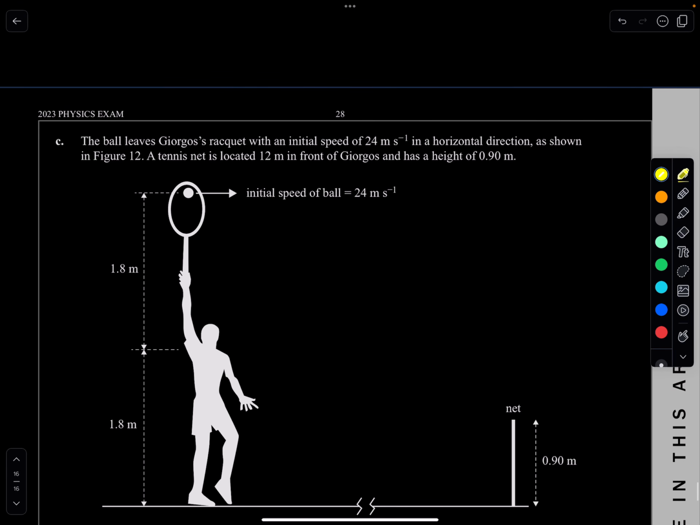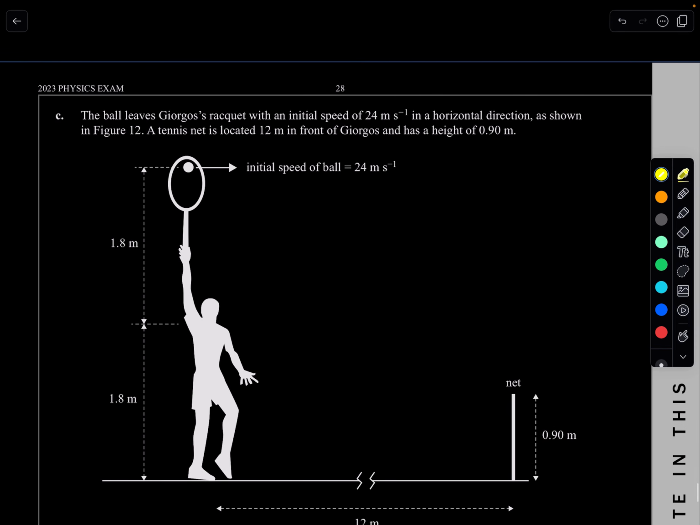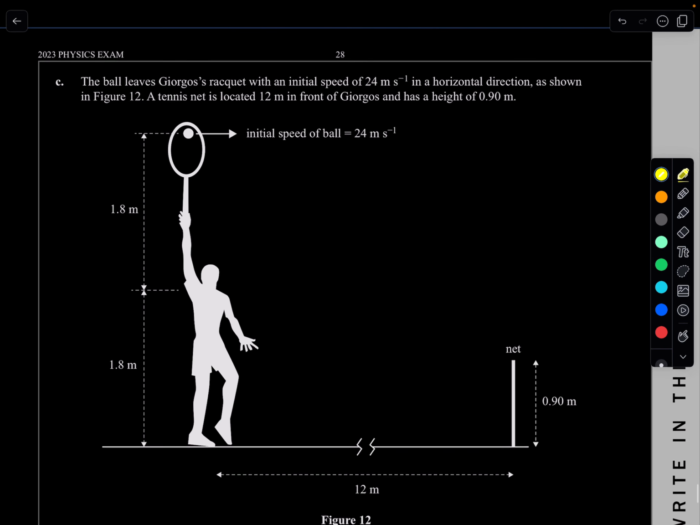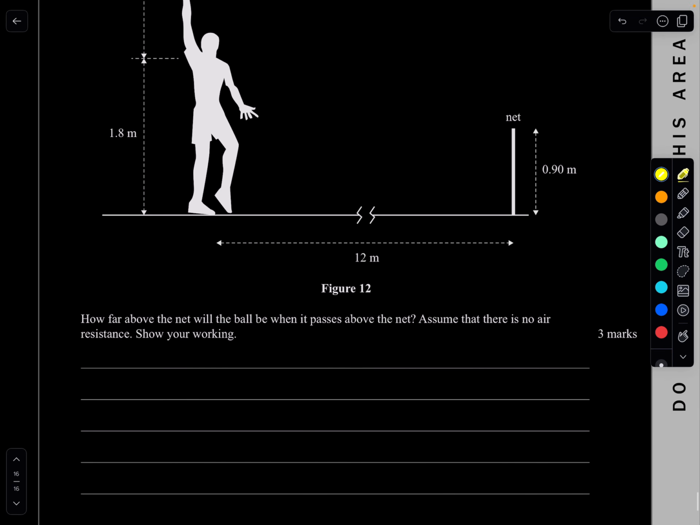Beautiful. C. The ball leaves George's racket with an initial speed of 25 meters per second in a horizontal direction. As shown in figure 12, a tennis net is located 12 meters in front of George and has a height of 0.9. Alright, so this looks like projectile motion. How far above the net will the ball be when it passes above the net, Y? Assume that there's no air resistance. Show your working out. 3 marks.